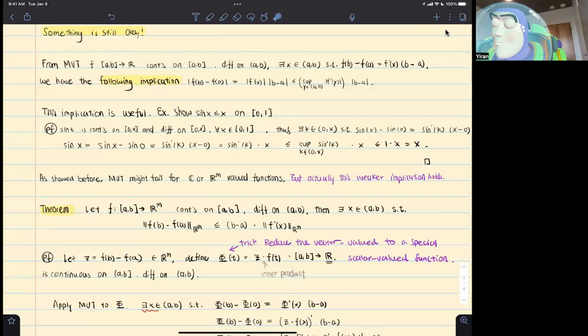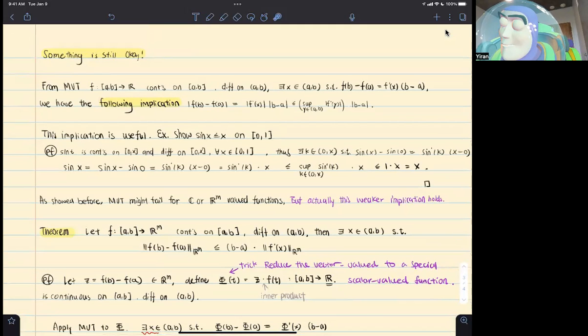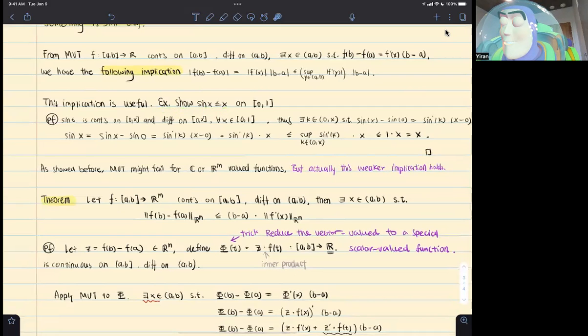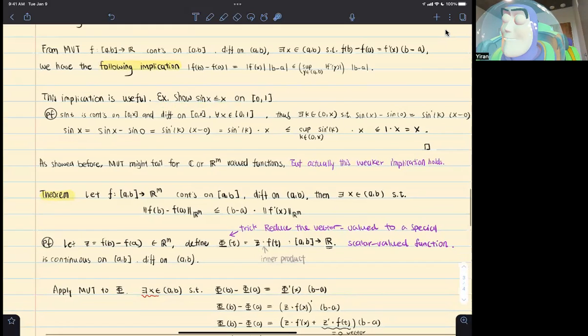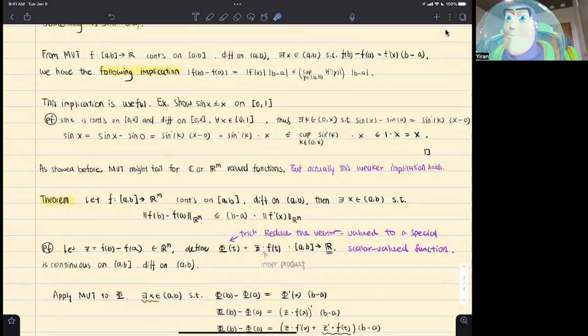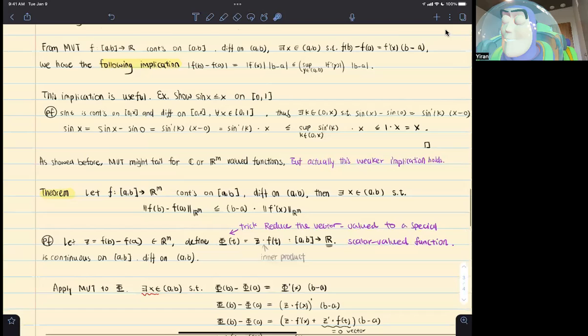Okay, and so what I did is, we reviewed the mean value theorem for the real valued function, and I introduced the implication. So we're still in the context of real valued functions. I just introduced this new implication, and I showed how this implication is useful. My point is, even though the mean value theorem does not hold anymore for complex valued functions or vector valued functions, this implication still holds for those two types of new functions. And we're going to show that.